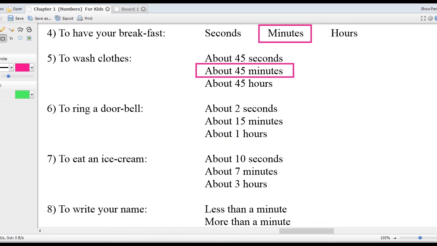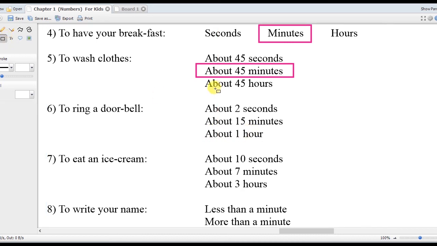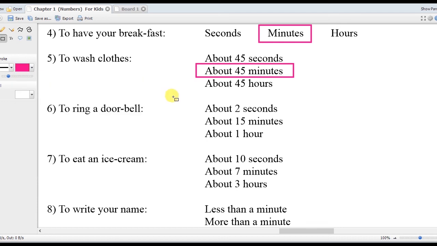And about 1 hour? So this is not hours, this is hour. Okay, so that is really madness. So we'll go for about 2 seconds. About 2 seconds is decent time to ring a doorbell.